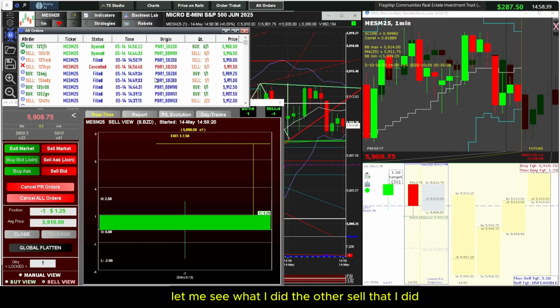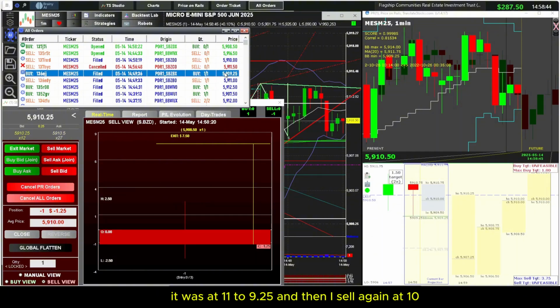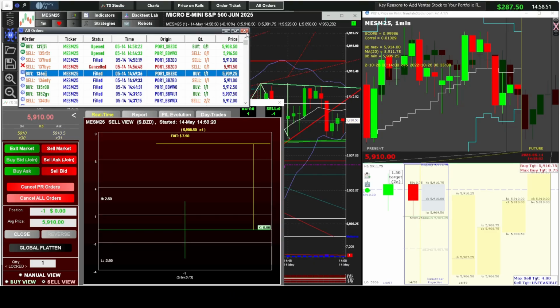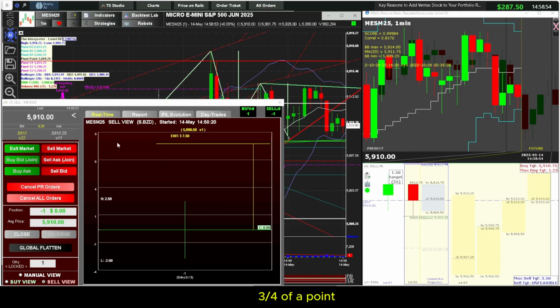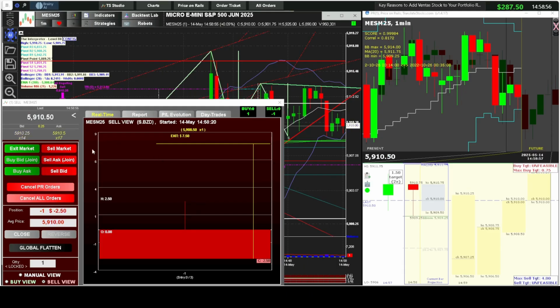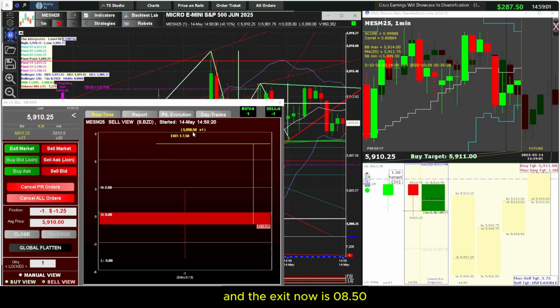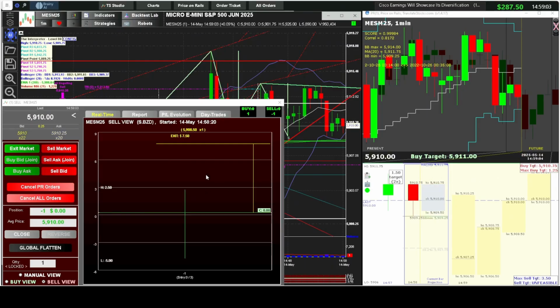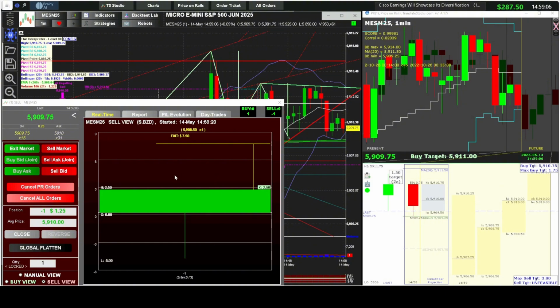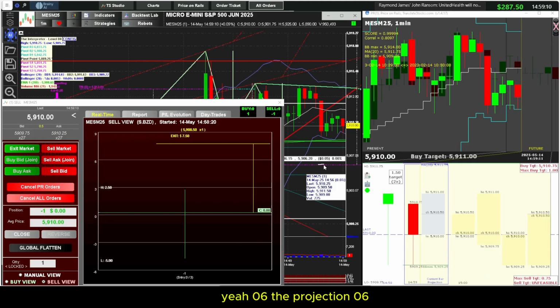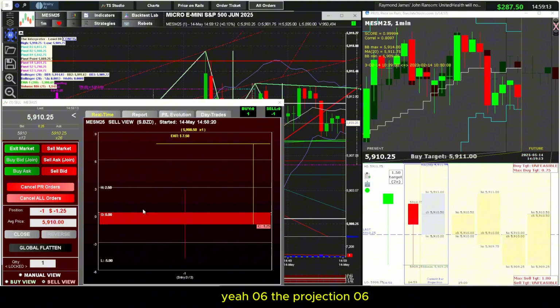Let me see what I did. The other sell that I did was at 11 to 9.25, and then I sold again at 10. So yeah, it was 75 cents, three quarters of a point. And the exit now is 0.85, but the projection is 0.6, right? Yeah, the projection is 0.6.